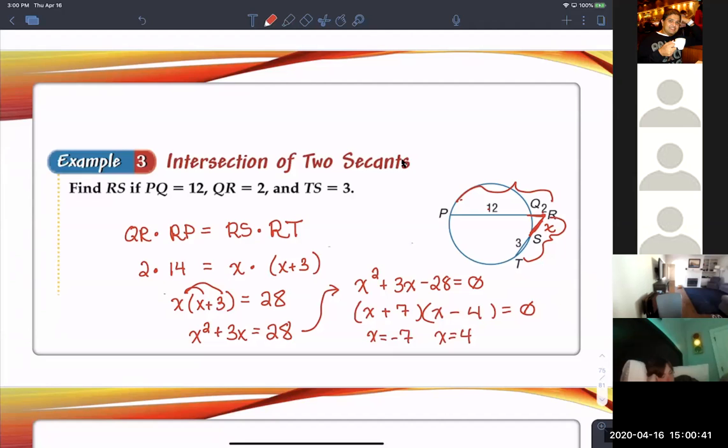Now remember, this is geometry, so my line segment can't be negative. However, when I solve this equation, one of the answers that I got for x, which is this piece right here, is -7. I can't have a line segment that's -7. So the only answer that can work is 4. You may have a scenario where both answers work, or a scenario where only one answer works. So remember, with geometry, we can't have negative line segments.